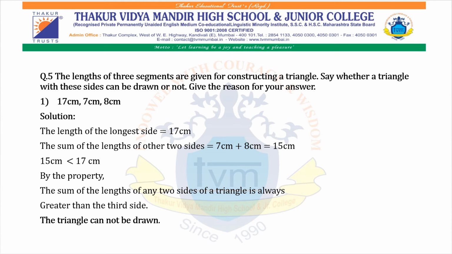Now the first is 17 centimeters, 7 centimeters and 8 centimeters. First of all, we will write the longest side. So the length of the longest side is 17 centimeter. Now the sum of the lengths of the other two sides is equal to 7 plus 8, that is 15 centimeter. Now here 17 centimeter is greater than 15 centimeter. So by the property, the sum of the lengths of any two sides of a triangle is always greater than the third side. Here the sum is not greater. So you cannot draw the triangle.